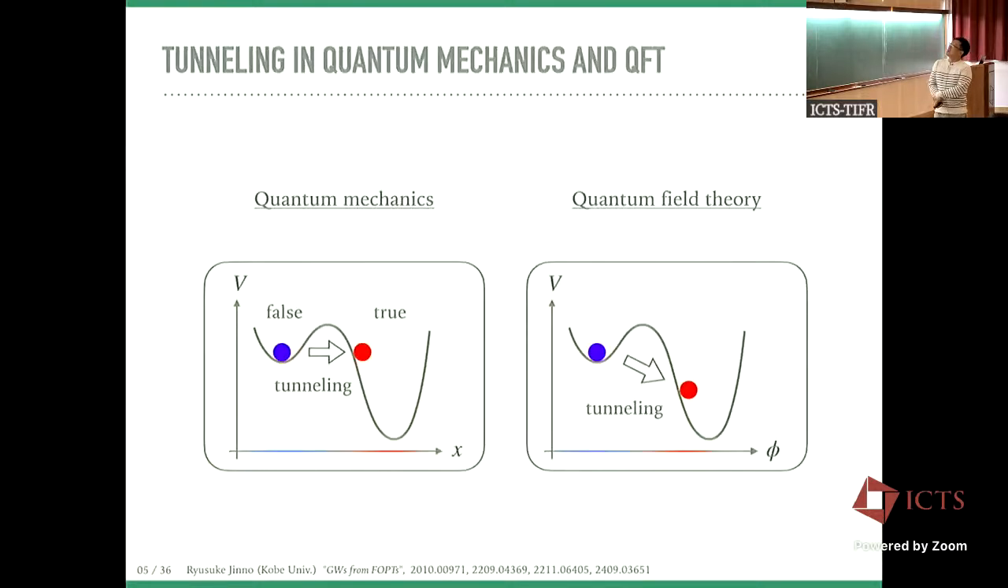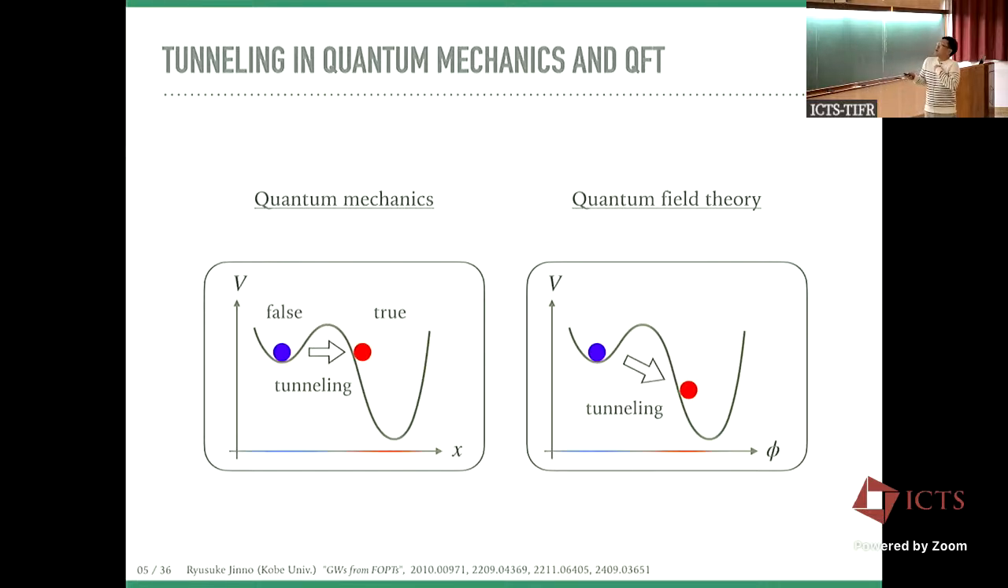This might be a bit too basic, but let's think about tunneling in quantum mechanics and QFT. In quantum mechanics, we know that even if your degree of freedom is trapped at a false vacuum, after some time there's a non-zero probability to find this degree of freedom at the true vacuum.